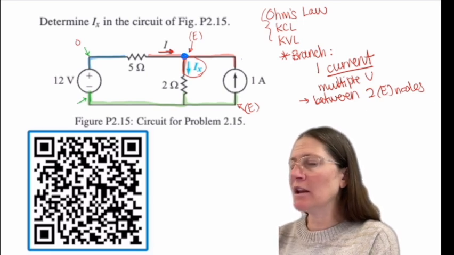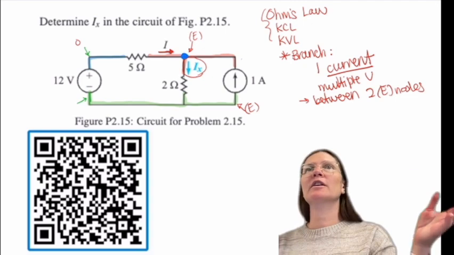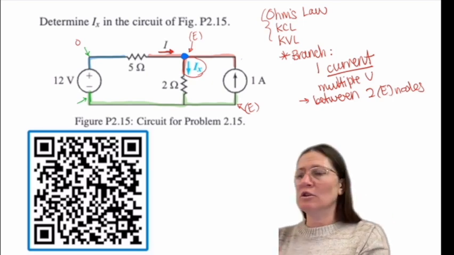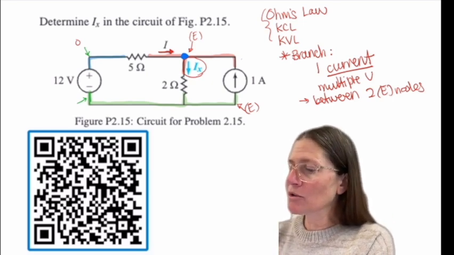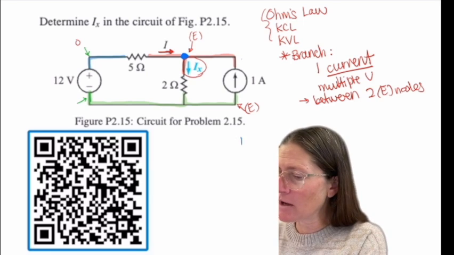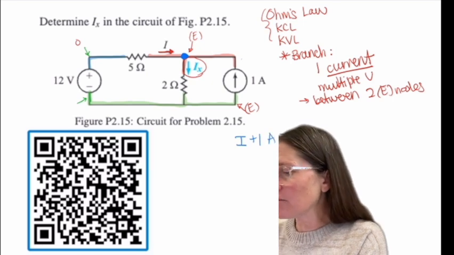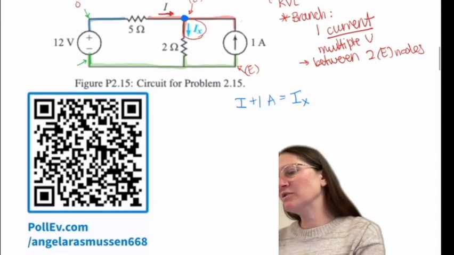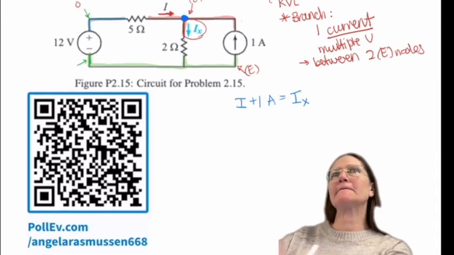So again, even though I'm putting a dot there, everywhere on that red is the same exact voltage. So coming into the node, I have I. Coming into the node, I have 1 amp. And going out of the node is IX. So I have I plus 1 amp equals IX.